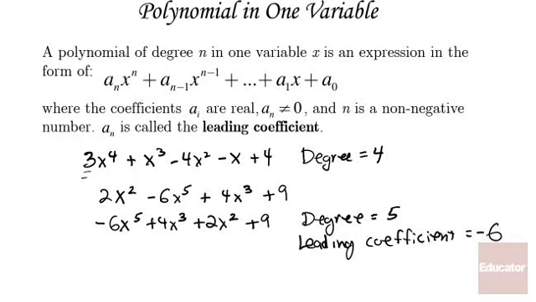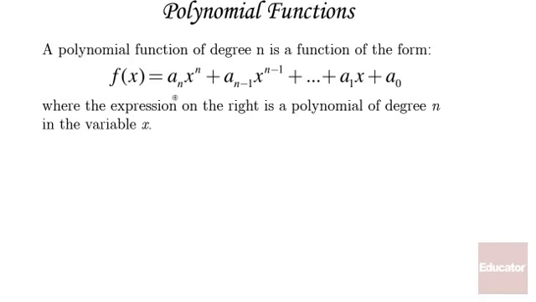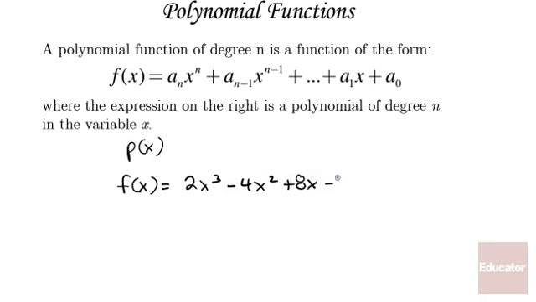Now, polynomial functions. So we just saw this form, but now we're talking about it as a function. A polynomial function of degree n is a function in this form. You may see this written as f of x like this. You may also see p of x sometimes used for a polynomial function. Just to give you an example, I'm going to call it f of x, but it could have been called p of x, equals 2x cubed minus 4x squared plus 8x minus 5. So this is a polynomial function.